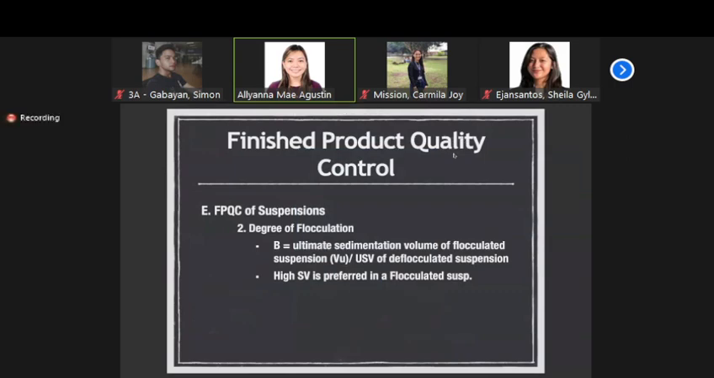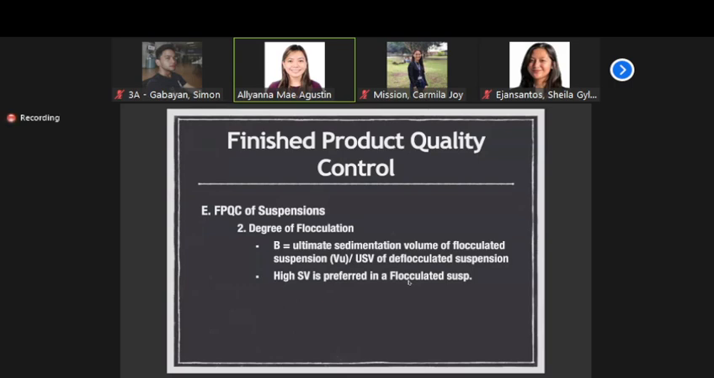Next is the degree of flocculation. So that's the sedimentation volume of the flocculated system or suspension versus the deflocculated. So you have your degree of flocculation.